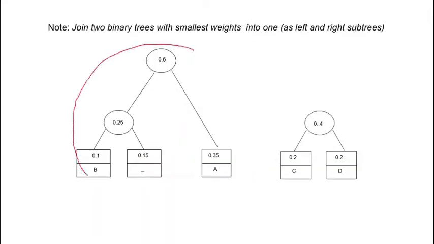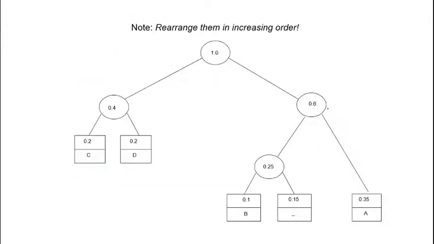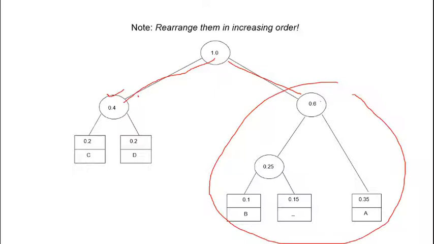So now we have this tree by joining B and underscore, where we get the frequency as the sum, 0.25. After that we add 0.25 and get 0.6, and finally we have 0.4 here. Finally we need to rearrange and sort 0.4 and 0.6, and combine them to get the sum of 1.0 with these subtrees.